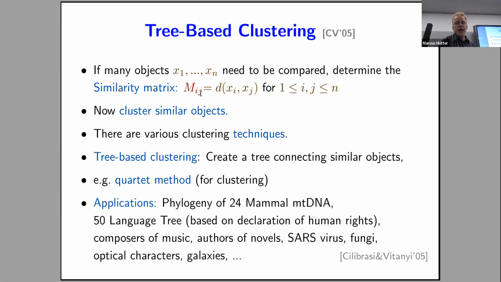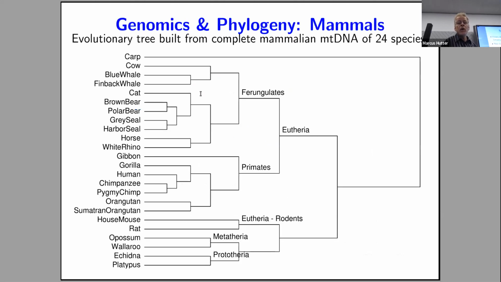Cilibrasi and Vitányi applied this to a lot of domains. I just present two of them. One is mammals. So they took the mitochondrial DNA of 24 mammals. The DNA is just over base pairs ACGT, so you can code it in 2 bits. So it's a binary string. You do the pairwise distances, and then you look at this big matrix and look at the closest one, second closest one, and build a tree. And you get this tree here.